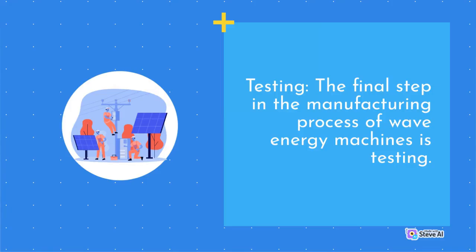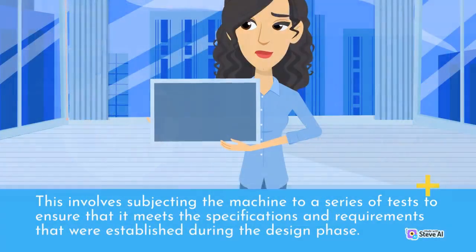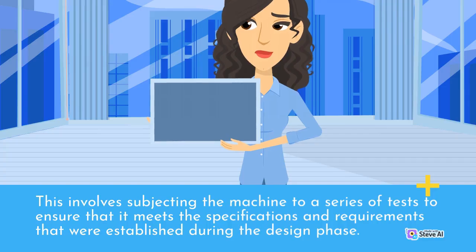Testing. The final step in the manufacturing process of wave energy machines is testing. This involves subjecting the machine to a series of tests to ensure that it meets the specifications and requirements that were established during the design phase.